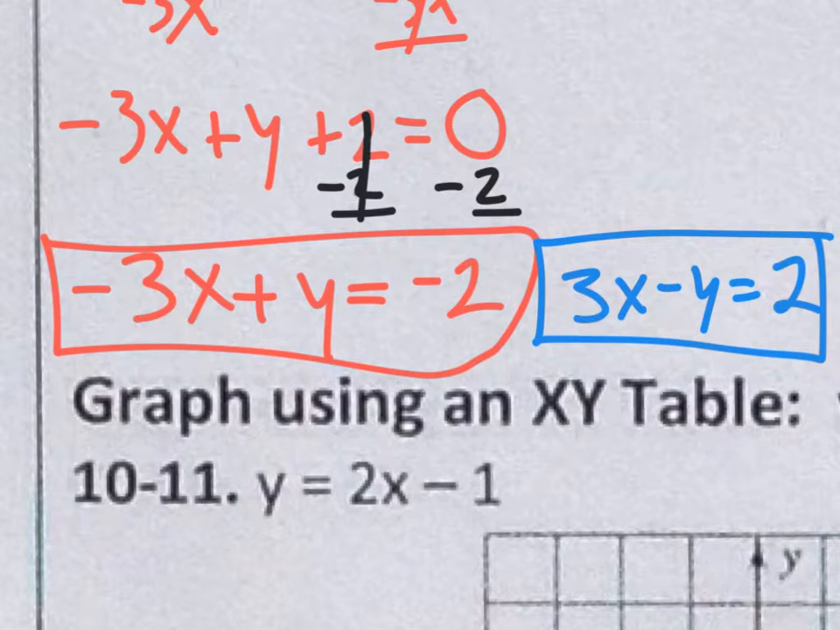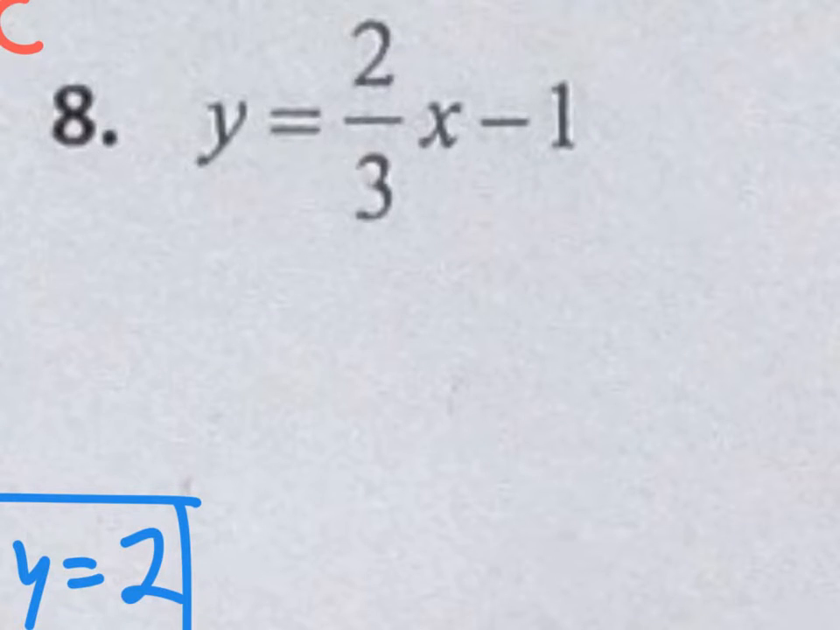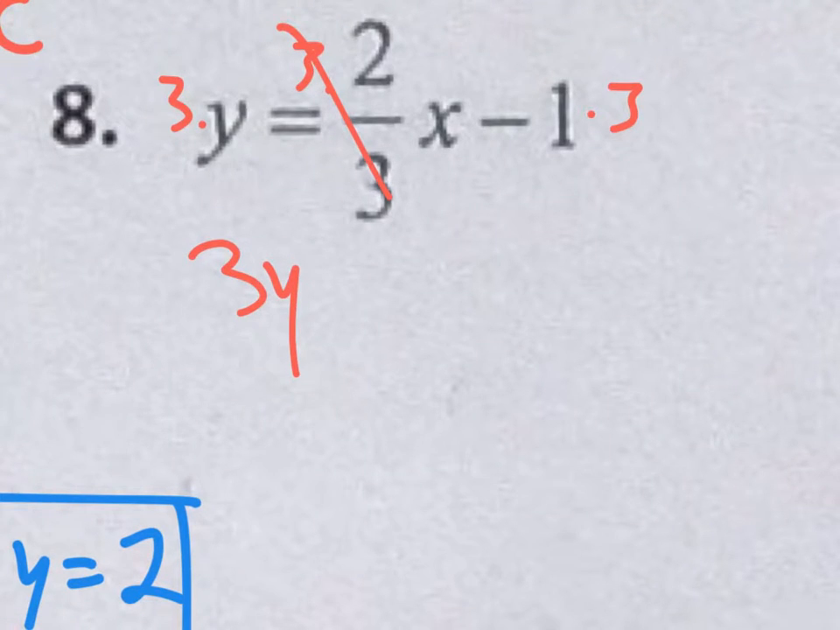So on my test, either one of those is great. Let's move on. Jumping to number 8, I want the ax plus by equals c. So first of all, you don't want fractions, so let's multiply everything by 3 to get rid of those fractions. The 3's cancel, you're going to end up with 3y equals 2x minus 3. So we have no more fractions.